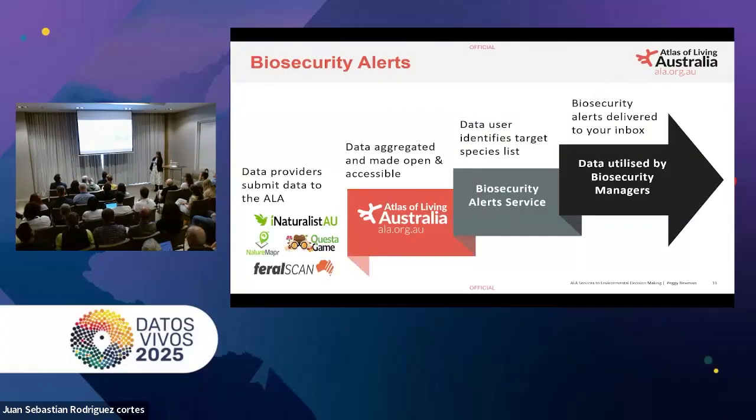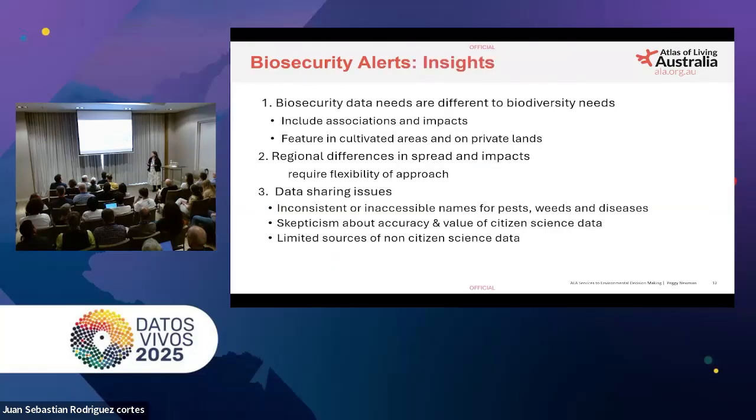The way it works is the data comes into the atlas, obviously. iNaturalist, Feral Scan, these sorts of apps come in weekly. The data's ingested as usual. The agent will give us a species list that they want to target, that they want alerts to be delivered on, and they get those in their inbox every week. That's been great. We've had a few really important incursions notified through this process. A few insights into that. Biosecurity is quite different to biodiversity data. The associations and impact information is really important. The data tends to feature in cultivated areas and private land.